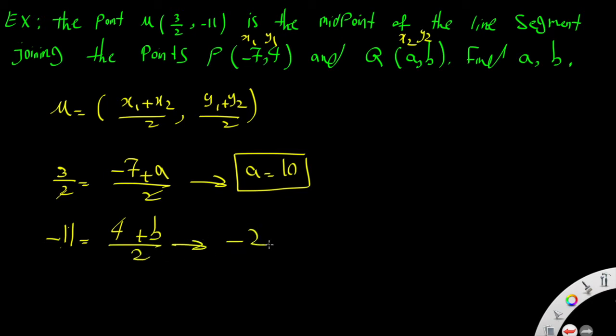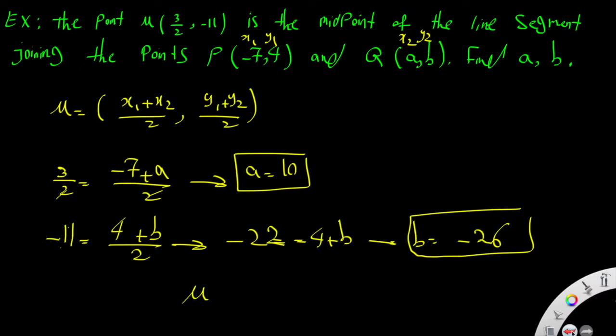The 2 and 2 cancel out each other, so a will be 10. Then let me write the y coordinate of the midpoint, which is negative 11, is equal to 4 plus b over 2. First we do cross multiplication, it will be negative 22 is equal to 4 plus b, so b will be negative 26. So Q will be of coordinates 10 and negative 26.